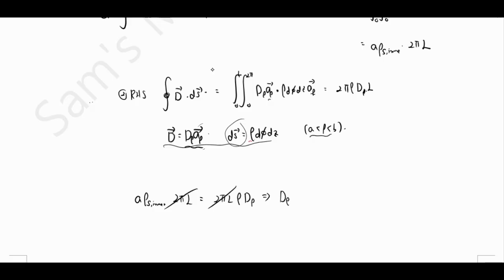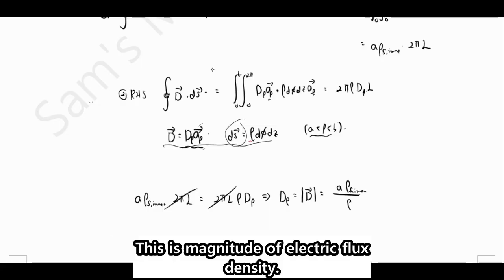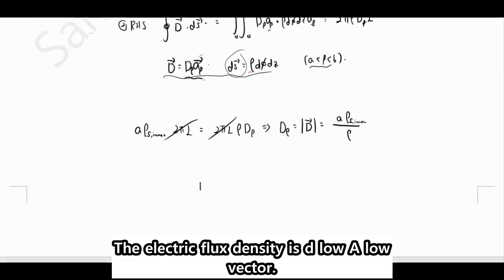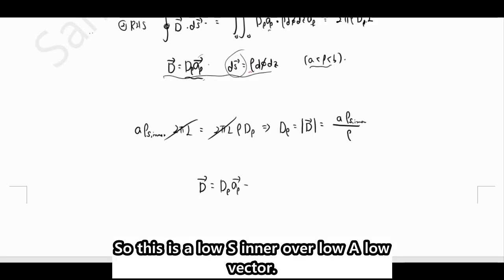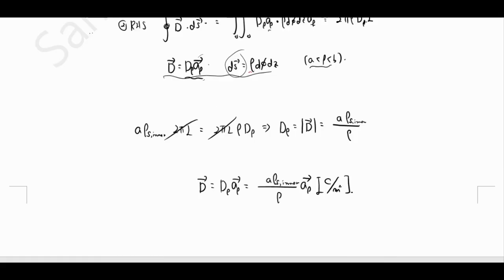So D rho, the magnitude of electric flux density, is rho s inner A over rho. This is the magnitude of the electric flux density. The electric flux density is D rho a rho vector, so this is rho s inner A over rho a rho vector. The unit is Coulomb per meter squared.